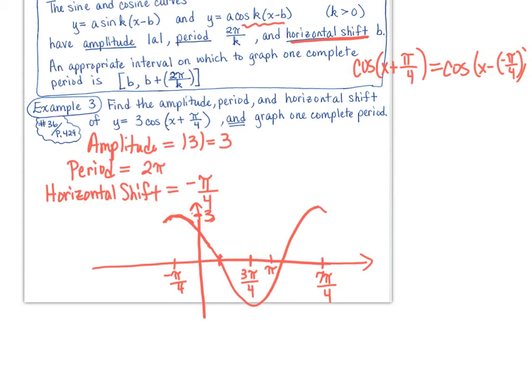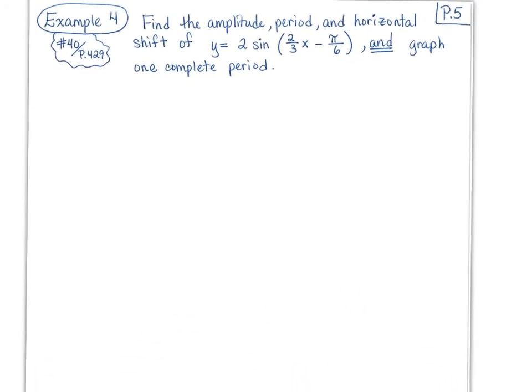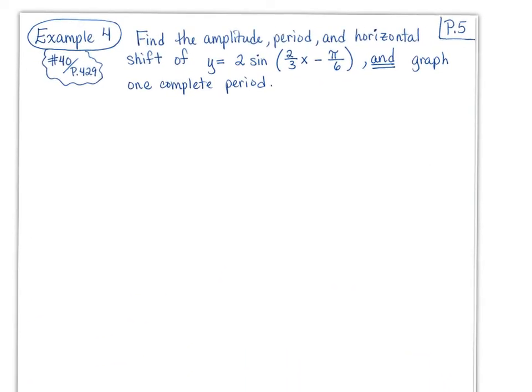Let's graph another one. Let's find the amplitude, period, and horizontal shift of y equals 2 sine of 2/3 x minus pi over 6, and let's graph one complete period. Now this problem is one that I was talking about before, saying that you're going to have to rewrite it, because here the k is actually with it. So we first need to rewrite this.